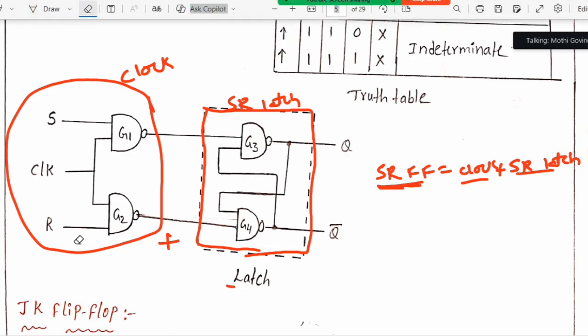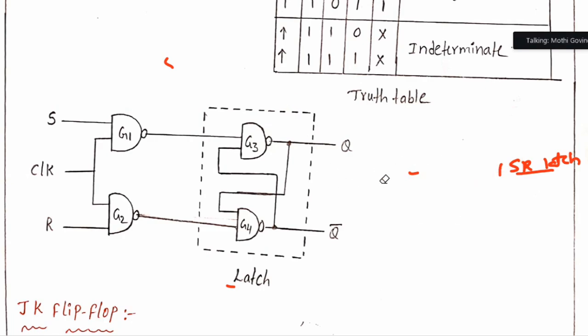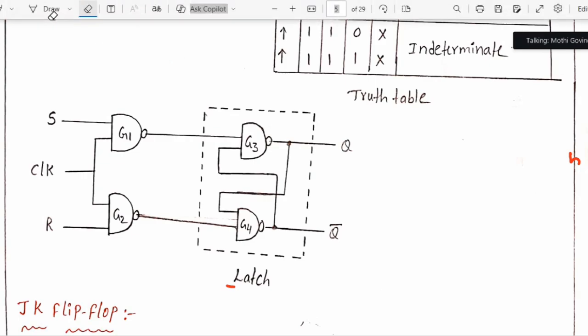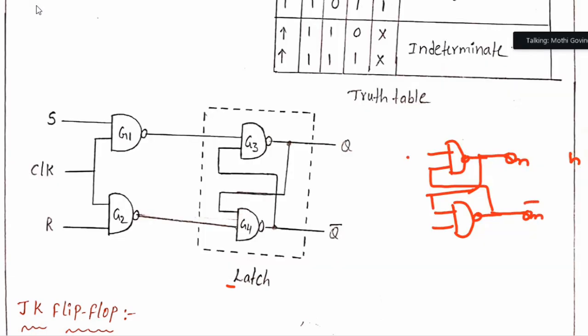Now I am going to discuss this. The truth table is everything the same as the latch, but an extra clock is given. First I will draw it again for understanding. This is an SR flip-flop. First I am going to draw the SR latch. This output is given to the input of this, and this output is given to the input of this. So this is Qn and this is Qn bar. So it is an SR latch.